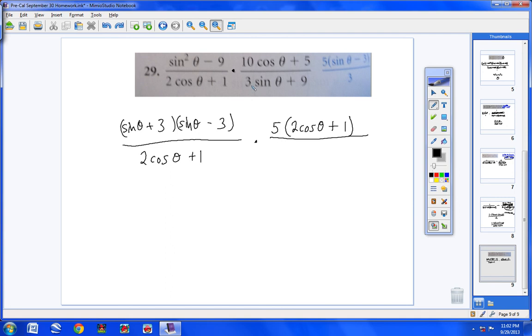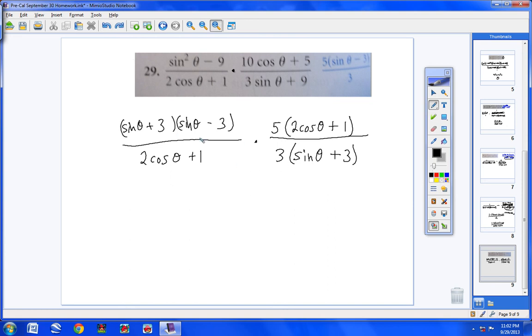All right, let's take a look at the bottom, the denominator here. Notice I have a 3 out front and a 9, so I can pull a 3 out. So if I pull a 3 out, I'm going to put a sine theta right here. 3 times sine theta is 3 sine theta. Here I'm going to put a 3 because 3 times 3 would give me a 9. Now look at all the canceling you can do.